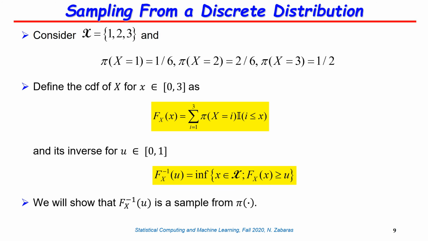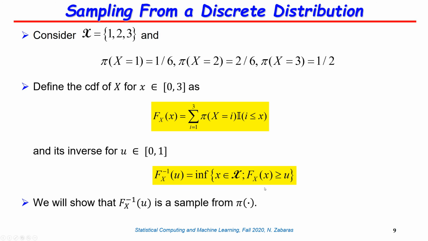So you're going to find the x that inverts the CDF, and that x is actually going to be the infimum, or the minimum x, for which the CDF at x is greater or equal to u. Okay, so it will turn out that this F_X inverse of u is a sample from the discrete distribution pi of x.